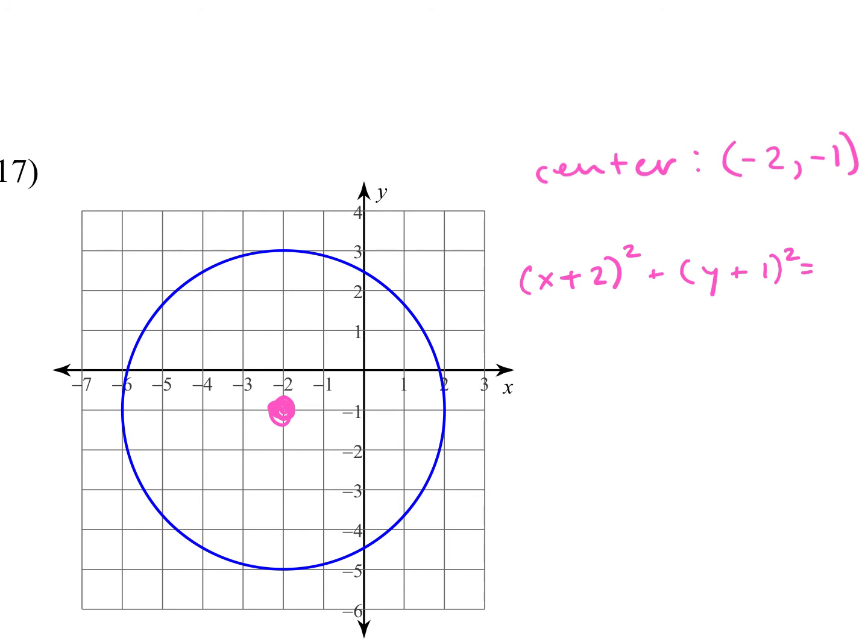Next we want to figure out our radius. So we count how many spaces from the center to the edge of the circle. We have 1, 2, 3, 4. So again our radius is 4. In the equation here, it needs to be our radius squared. So 4 squared would be 16.